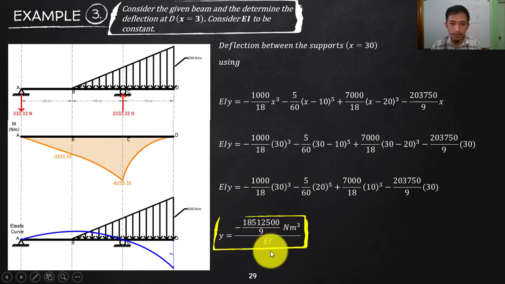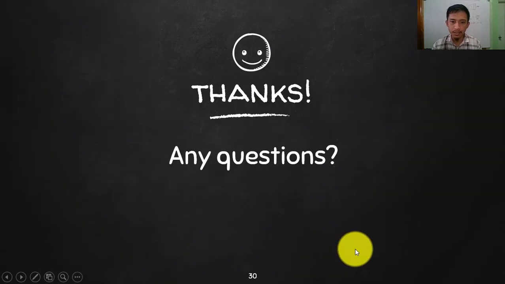And then cross multiply EI. So if you have the EI, just substitute and then simplify. You will have the distance value of the deflection. Okay, so that is your deflection using double integration.